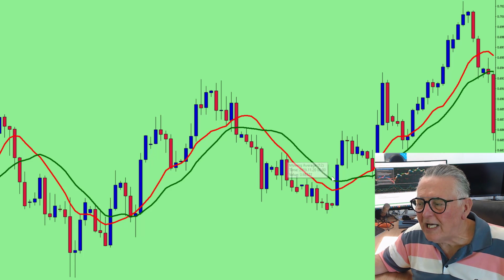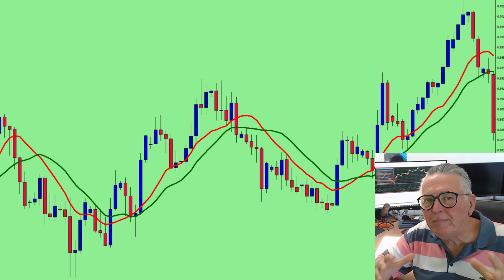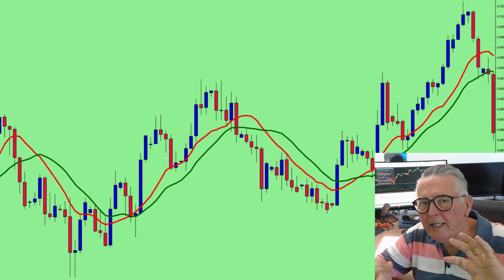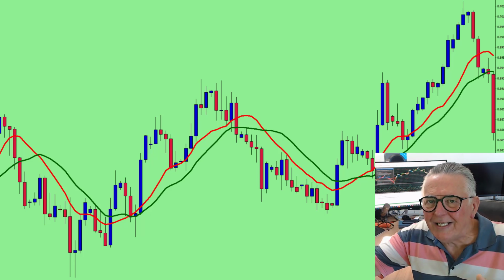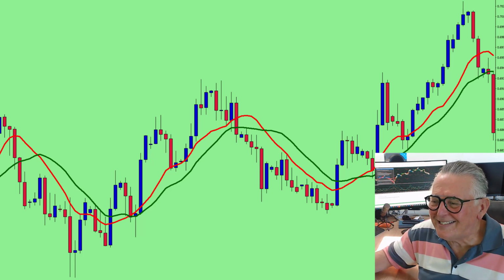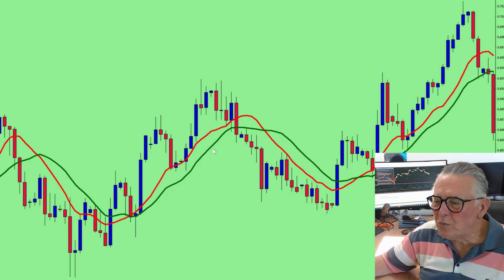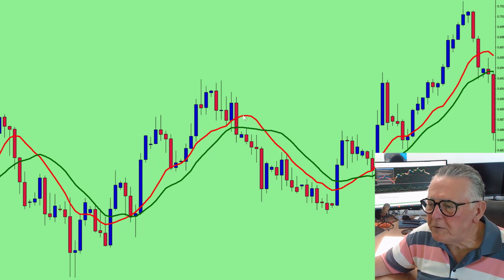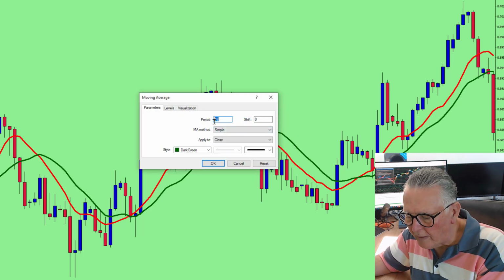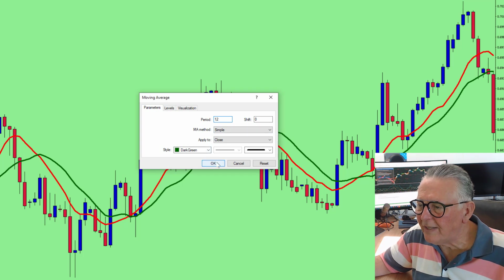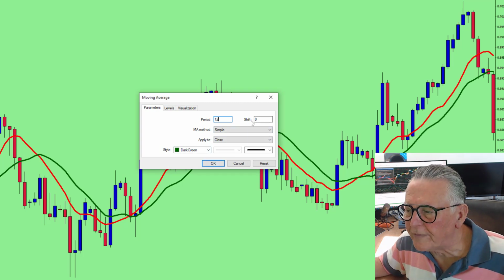So that's how you control, and you have to experiment to get the best balance between whipsaws and late entries. That's the key thing. So there's one way of avoiding whipsaws. The other way, and I'll just use the same one, and I'll put it to 12 so that it's the same as the other one. The other way is to use offsets or shifts.